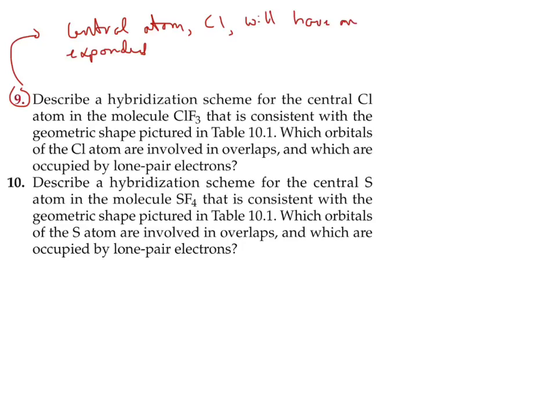All right. So for number 9, it's an odd one, so you should have the answers available to you. Describe the hybridization for the chlorine in ClF3. And this is one of those where it wants more than 8 electrons. So you're going to be talking about sp3d or sp3d2. Okay, that's your hint.